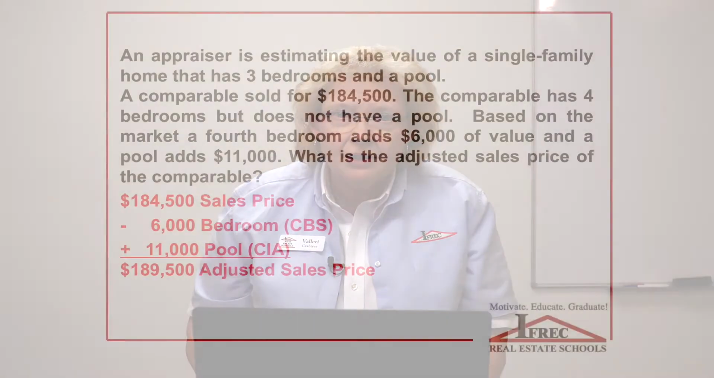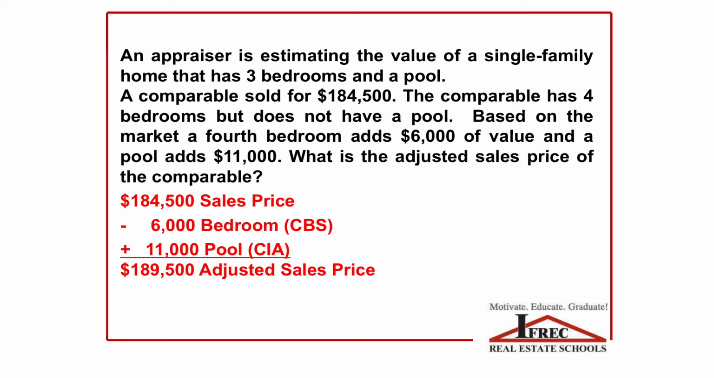So as you can see in our question here, an appraiser is estimating the value of a single-family home that has 3 bedrooms and a pool. A comparable sold for $184,500. The comparable has 4 bedrooms and does not have a pool.